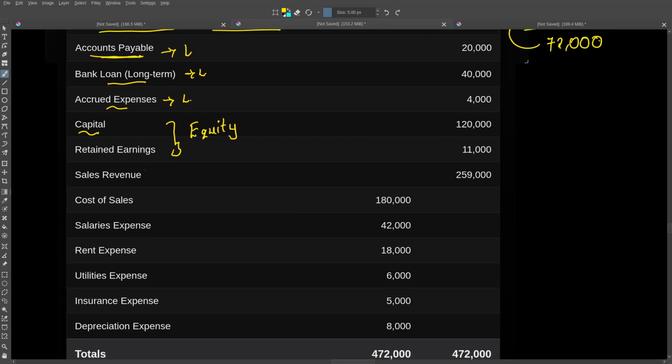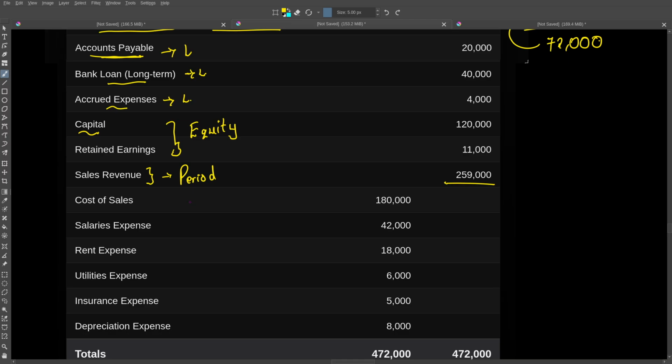Then you have revenue. Remember, when you're recording revenue in an account, when you sell goods worth 100,000, you credit the sales revenue account. So this is not a balance. This is basically all the revenue that you've earned during the period.